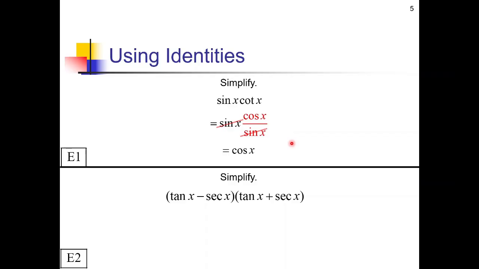Next up, we've got example 2, tangent of x minus secant of x times the conjugate of that. So pause the video and see what you can do with this one. Just like before, there's no angle stuff to deal with. Pythagoreans, there's no squared trig functions.